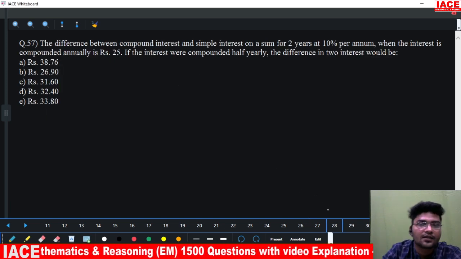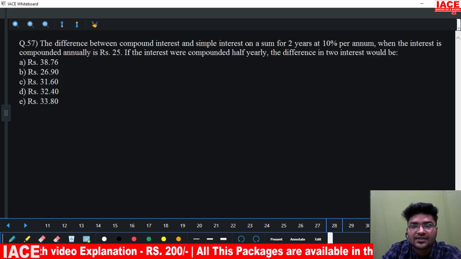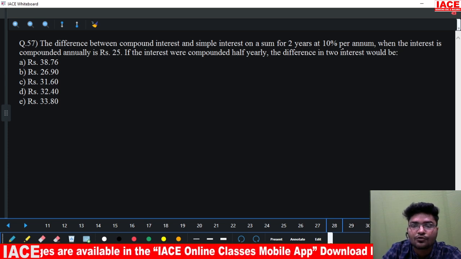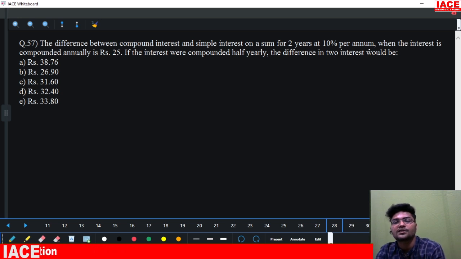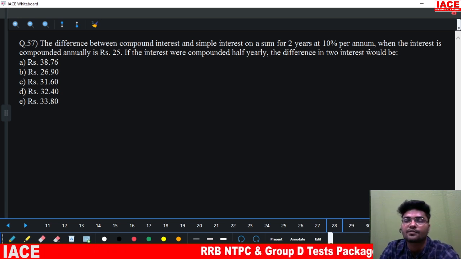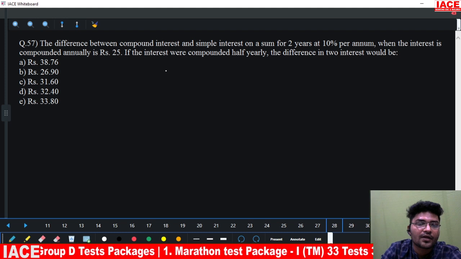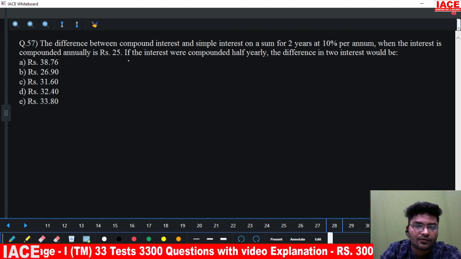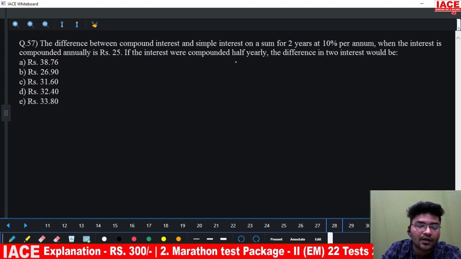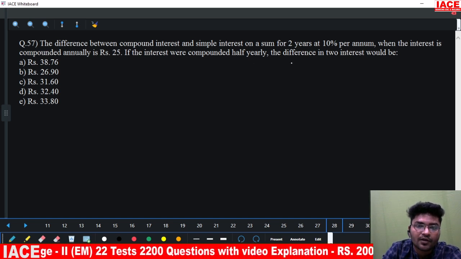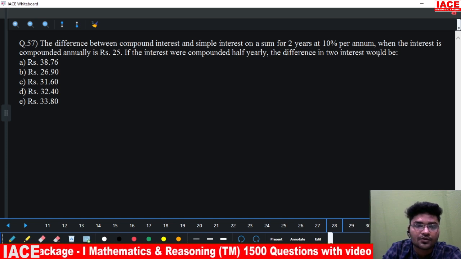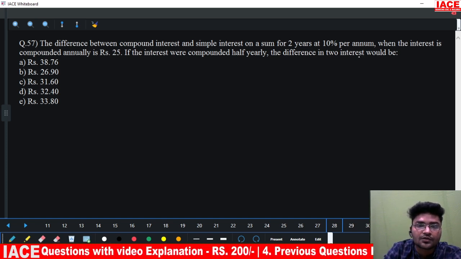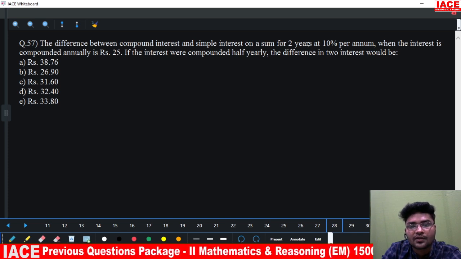Next question. The difference between compound interest and simple interest on a sum for 2 years at 10% per annum, when the interest is compounded annually, is 25. If the interest were compounded half yearly, the difference in the two interests would be how much?